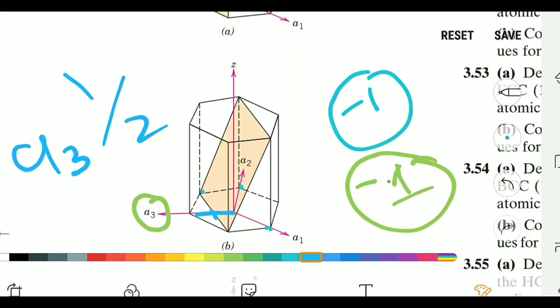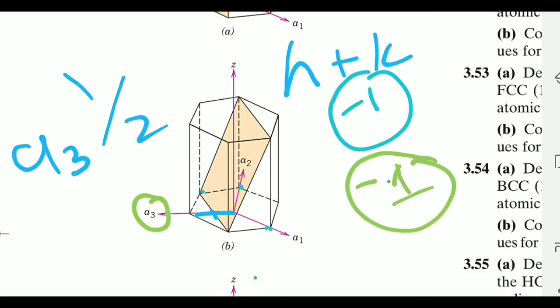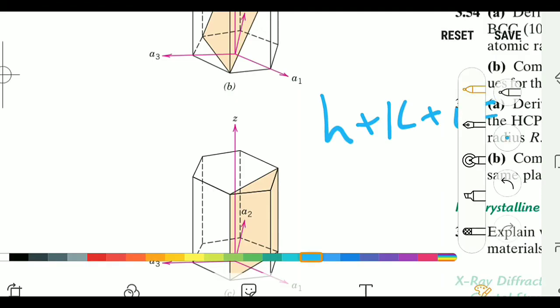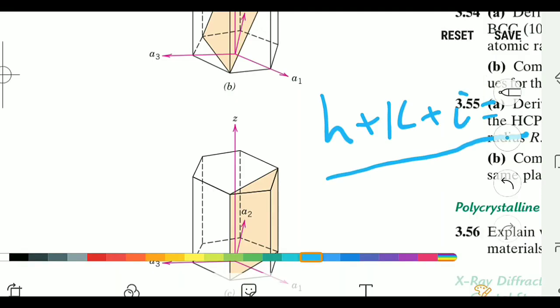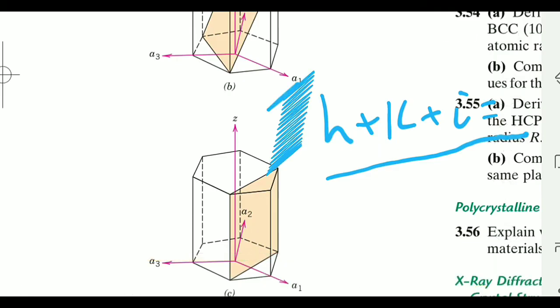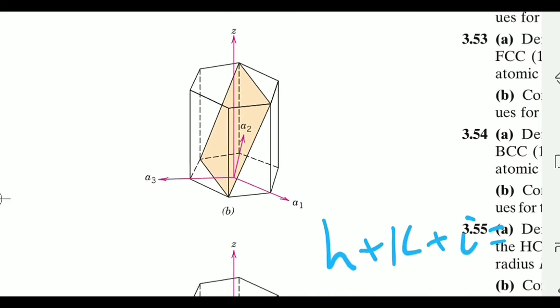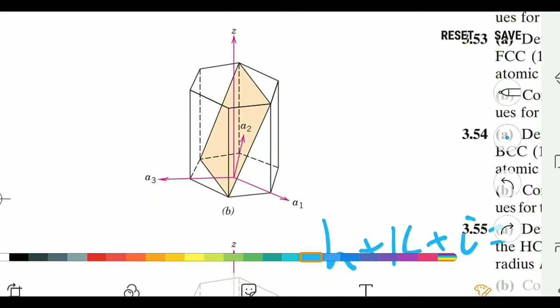We can also confirm whether it is half or not, because we have that equation h plus k plus i equals 0. Remember that this equation holds for the Miller indices, not for the intercepts. So first, if you want to know the value of i, the index corresponding to the a3 axis, you first find h and k by taking the inverse of the a1 and a2 intercepts. Then you can find the value of i from that.